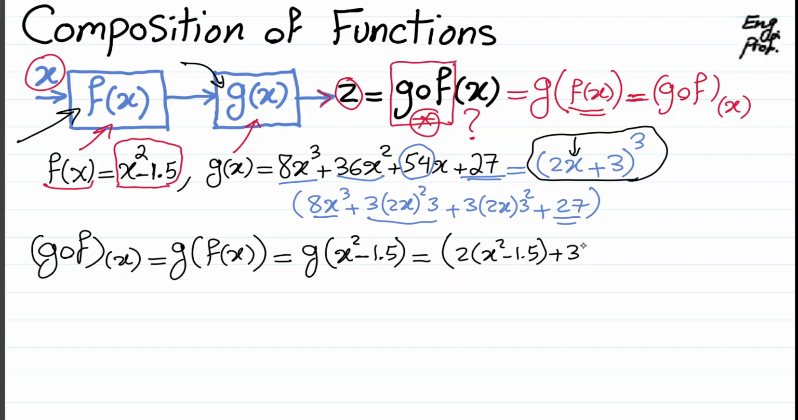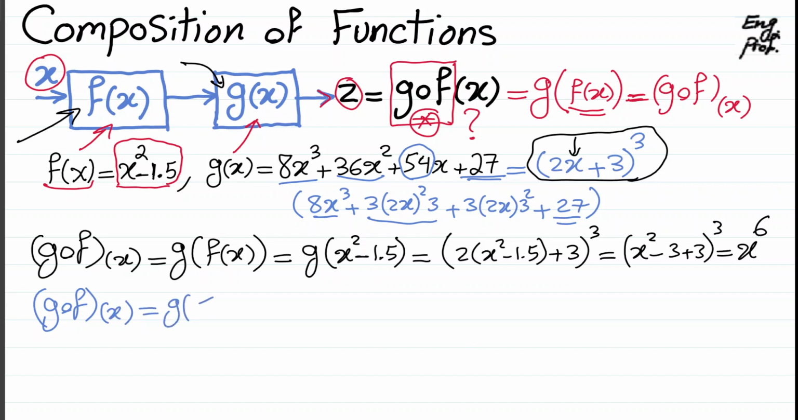plus 3 to the power 3. So the nice thing is in this case it becomes x squared minus 3 plus 3 to the power 3, and as a result it becomes x to the power 6. Very interesting. So that observation made life much easier. G of f of x is computed as x to the power 6.